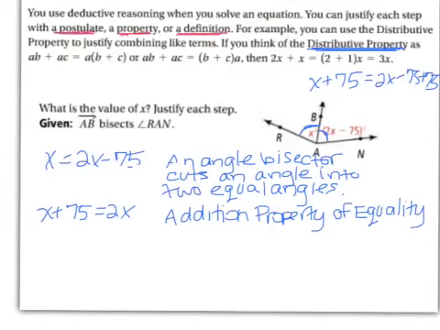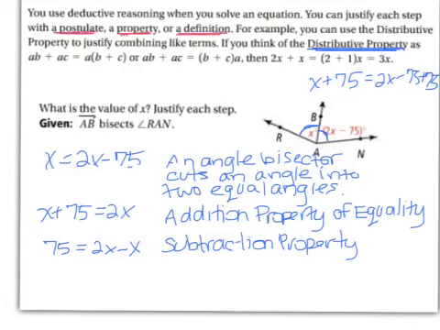Then we would have to subtract x to the other side. So we'd get 75 equals 2x minus x, which is the subtraction property of equality. And finally, like we said up here, we're combining like terms. So this is like thinking of it as 2x plus x is 2 times 1 plus x, but instead it's 2 minus 1 times x. So here we finally get 75 equals x, and that's by the distributive property.